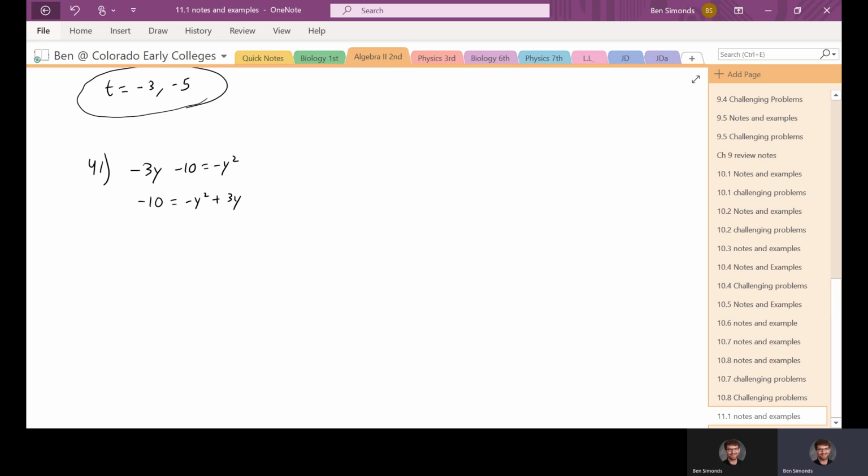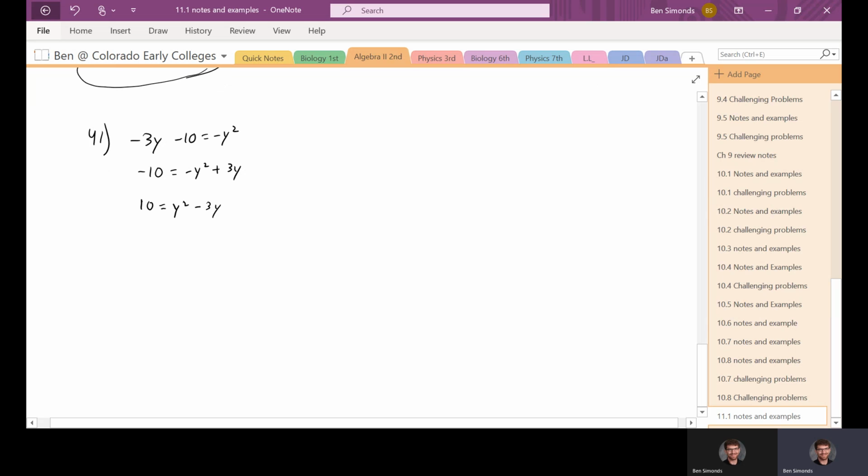So I'm going to negative everything. I'm going to multiply both sides by negative 1. So positive 10 equals positive y squared minus 3y. And now my y squared is positive, and I'm a little happier about that. So now we can complete the square, right? Cut it in half and square it.